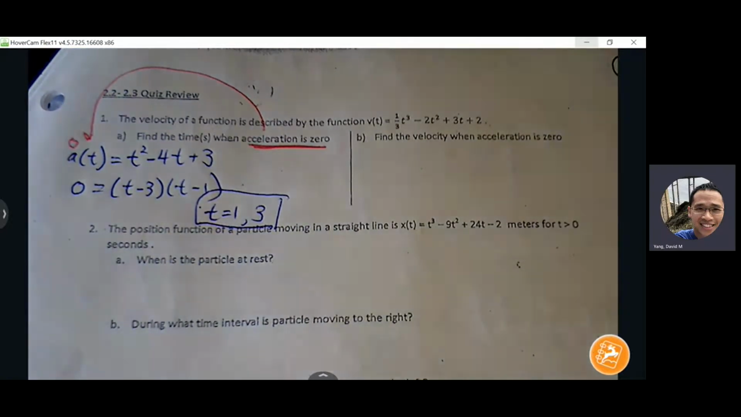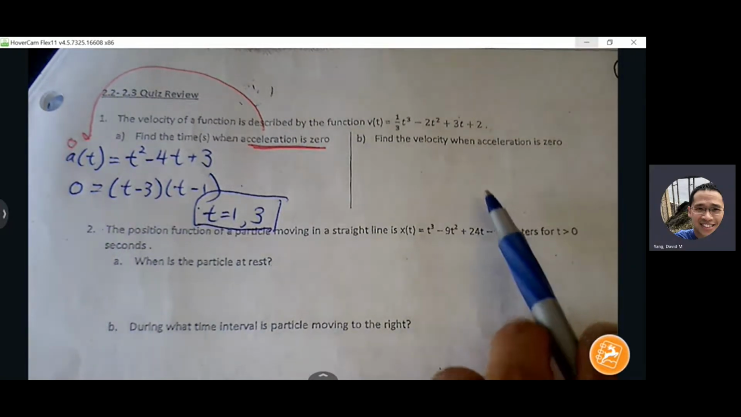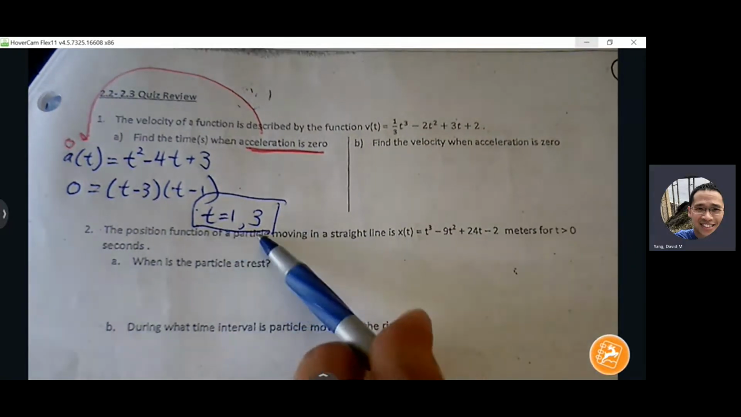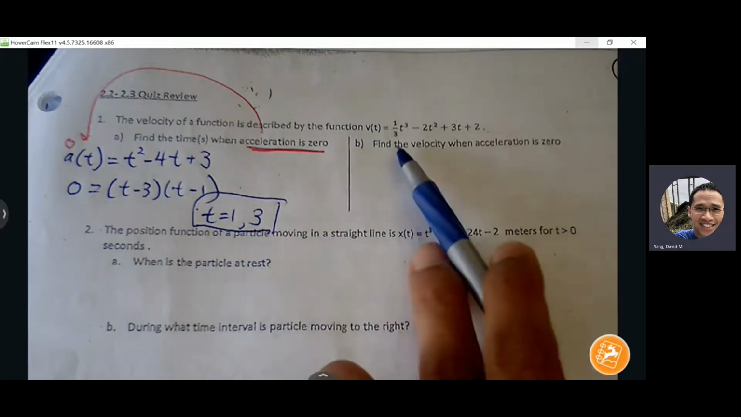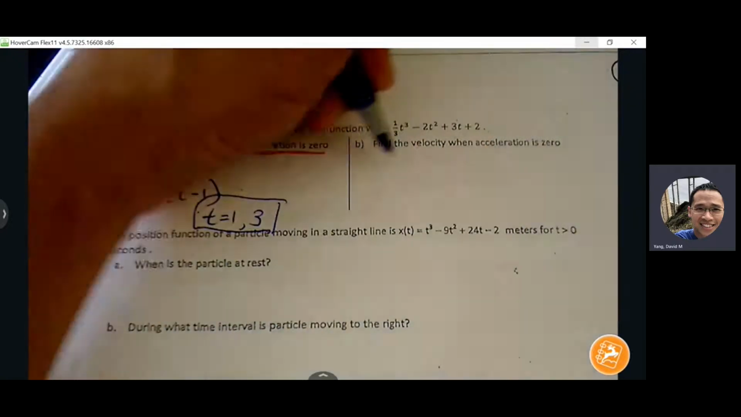Part B, find the velocity when acceleration is zero. How can I use part A to help me out? Yeah, plug 1 and 3 into the, yeah, good. So you're now inserting 1 into the t variable.